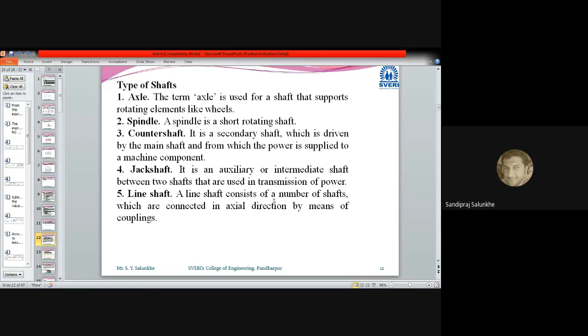So that shaft which is used in gang drive is known as a line shaft. Many machineries are operated by means of that shaft. It is known as a line shaft.